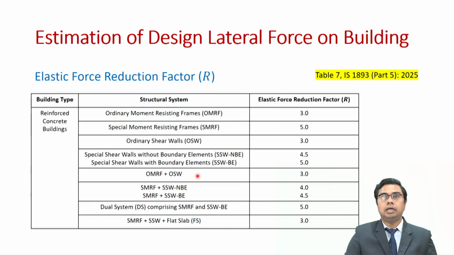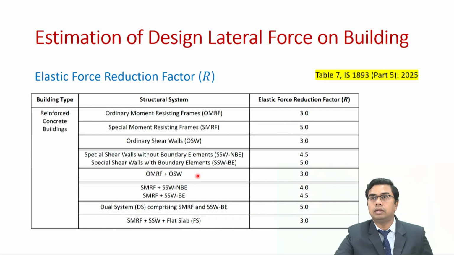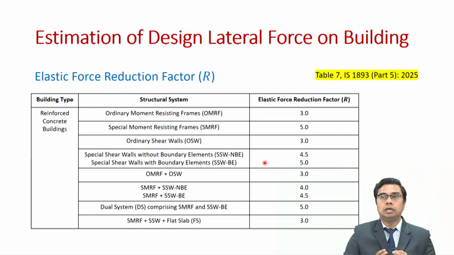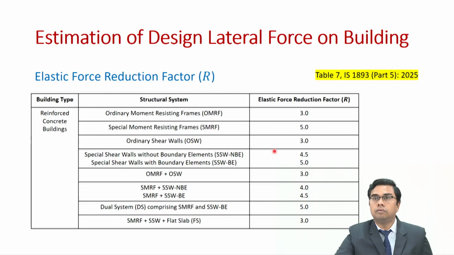Let us look into the elastic force reduction factor, where the code assigns different values of elastic force reduction factors for different structural systems, such as ordinary moment resisting frames will have elastic force reduction factor of 3, special moment resisting frames will have elastic force reduction of 5, and henceforth. At this point it should be clear that the structural systems which are better equipped for seismic performance, they are going to have a larger value of elastic force reduction factor.